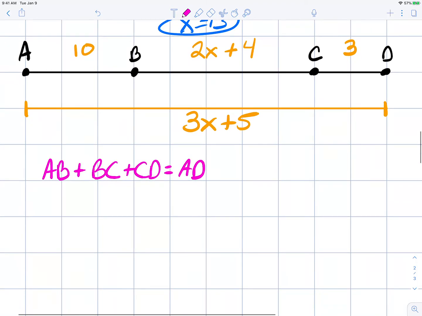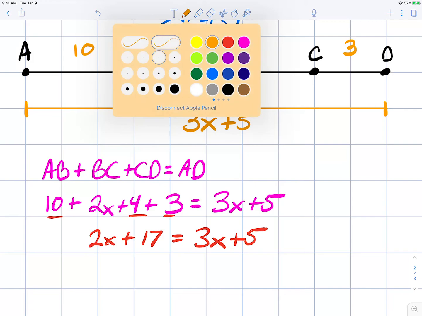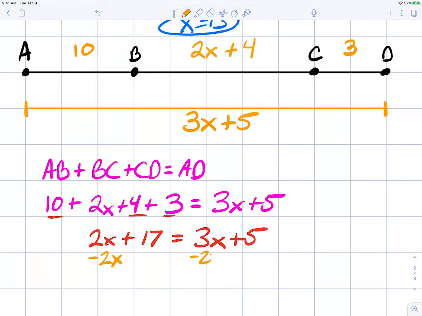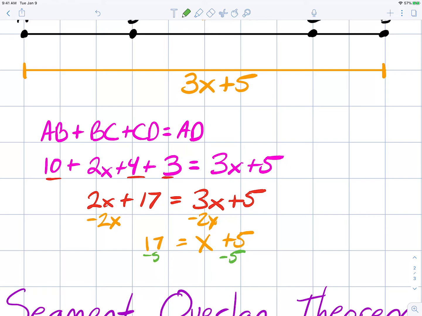So if I substitute in what I know, from A to B is 10, I actually know that one. B to C is 2x plus 4, and C to D is 3, I know that one, and the entire thing is 3x plus 5. So to solve this, I'm first going to combine like terms. So I have 2x plus 17, 10 plus 4 plus 3, equals 3x plus 5. Then I'm going to subtract 2x from both sides. I'm going to have an x plus 5 on the right side and a 17 on the left. And I'm going to subtract 5 from both sides to get x equals 12.